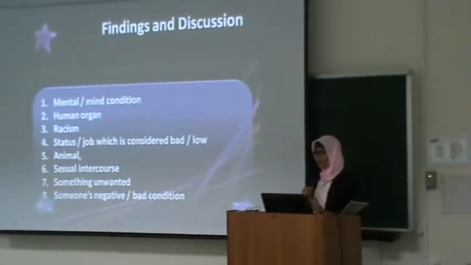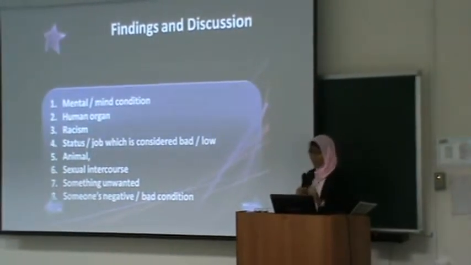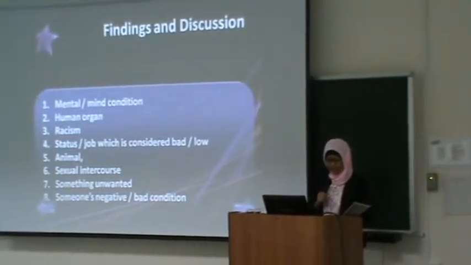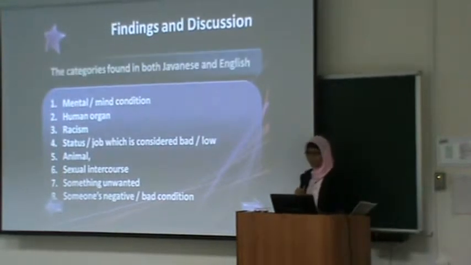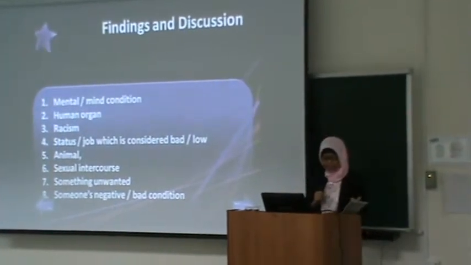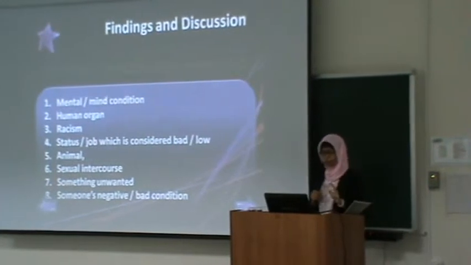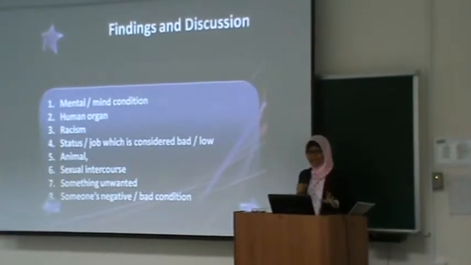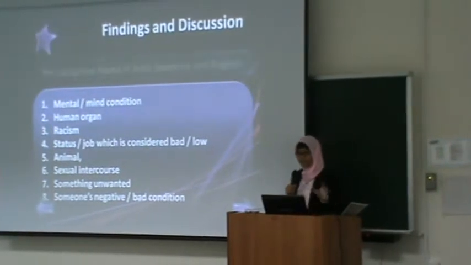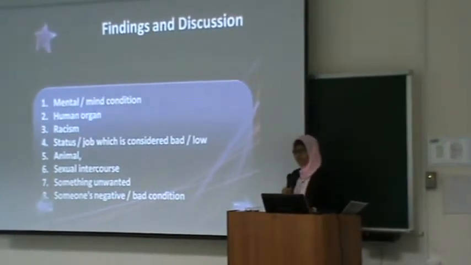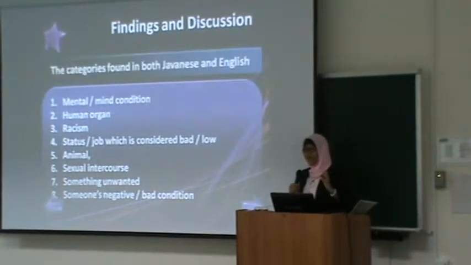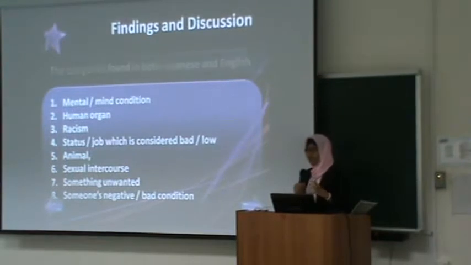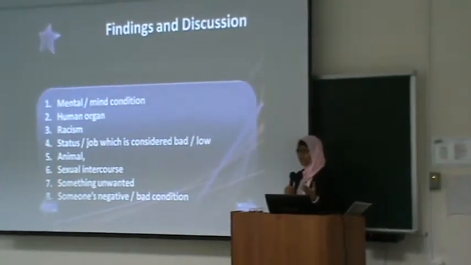Racism also is found in both languages, but the percentages are totally different. In English, I found 11.43%, while in Japanese, I only found 2.22%. This is because English, especially this one that I analyzed, is American society. They are more diverse, they are more plural, and there are many ethnics living there. That's why the use of racism is higher.